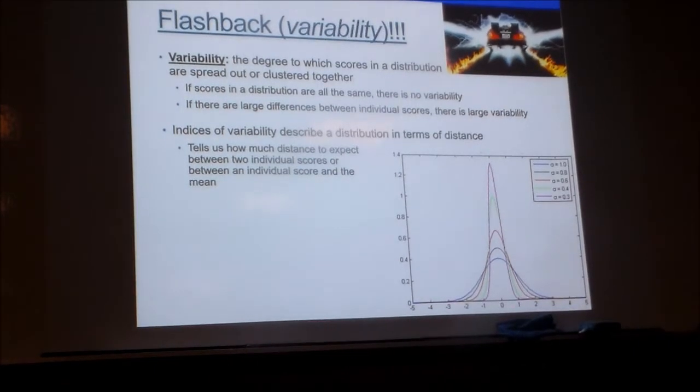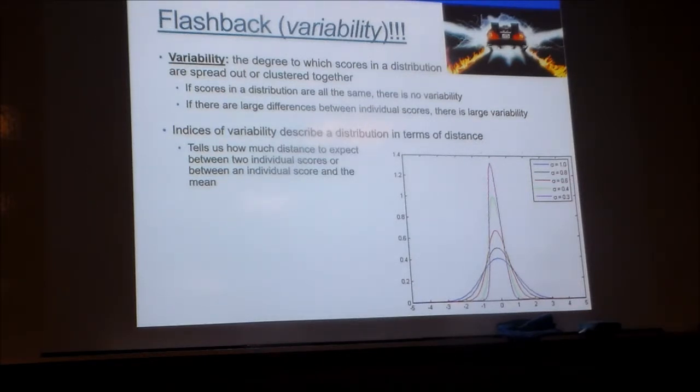And again, as a refresher, think about variability in terms of describing your distributions in terms of distance. If we're talking about standard deviation, that's a nice interpretable metric of variability: how much distance to expect between two randomly selected scores, right? If I say the standard deviation is 5, that's telling me if I pull 2 random scores out of this distribution, I'm expecting that on average those 2 scores are going to be about 5 units apart from one another.